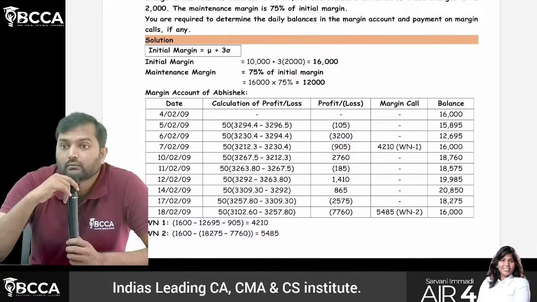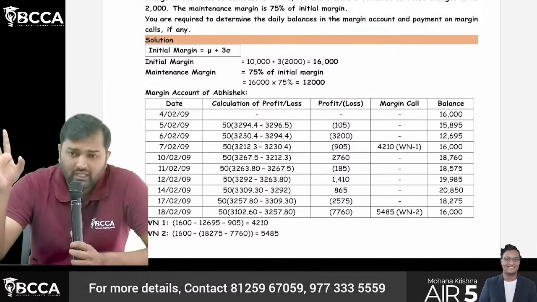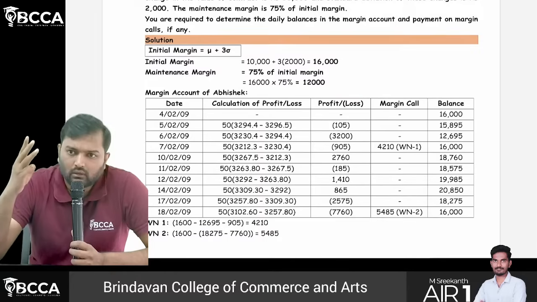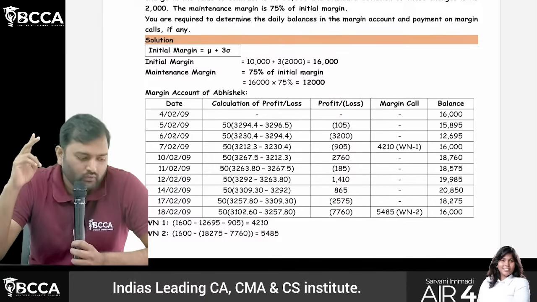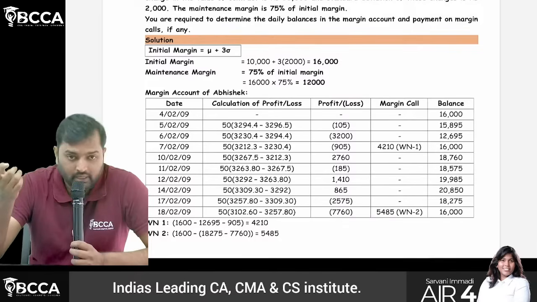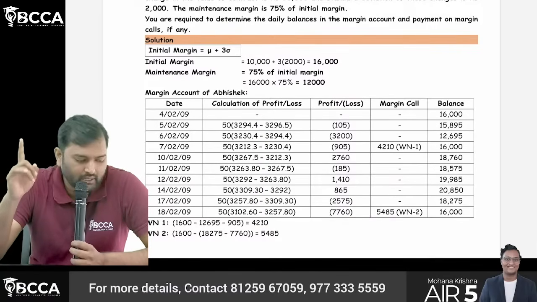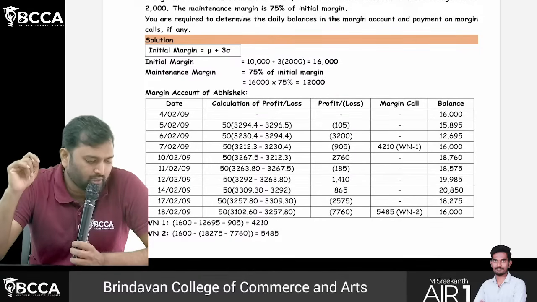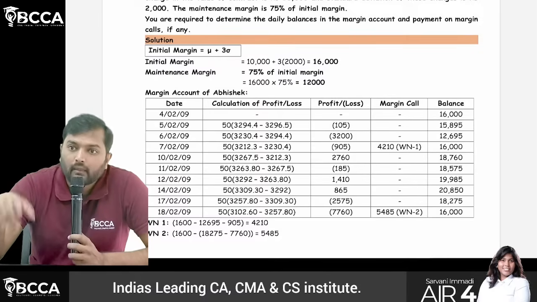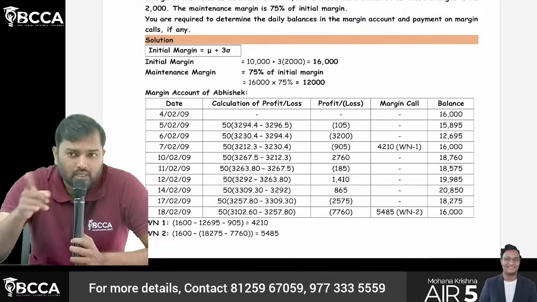Next. Again third day. Again loss. Okay. Continuously 3 days loss. Again loss, 905. So 12,695 minus 905. Tell me the number. 12,695 minus 905. Tell me the number. Mahima Singh, tell me the number. 11,000. 11,790. Now Abhishek will get a margin call.